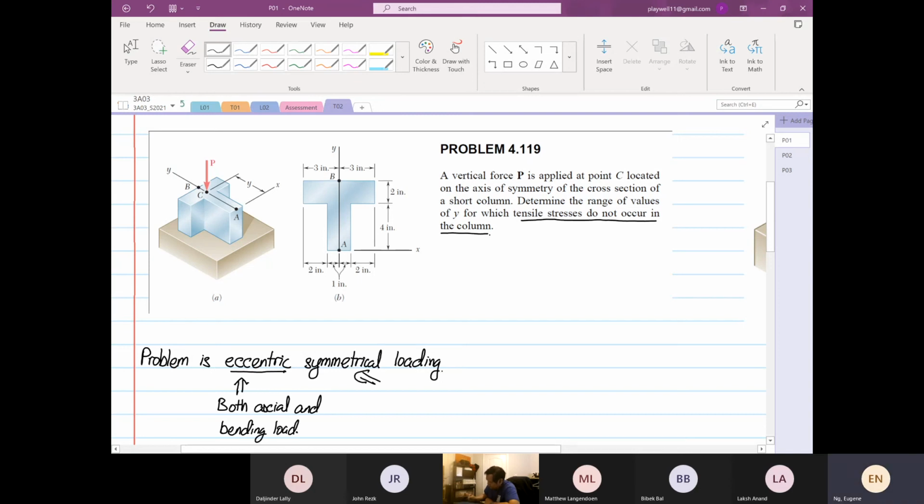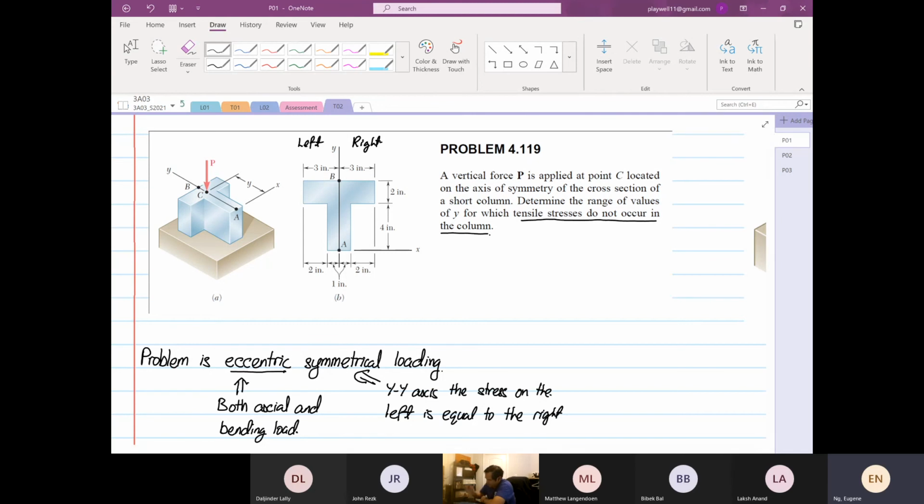Axis symmetry is because along the y axis, the stresses on the left are equal to the right. So if I call this left and this right, the stresses on the left and right have the same magnitude. That's why it's classified under symmetry.